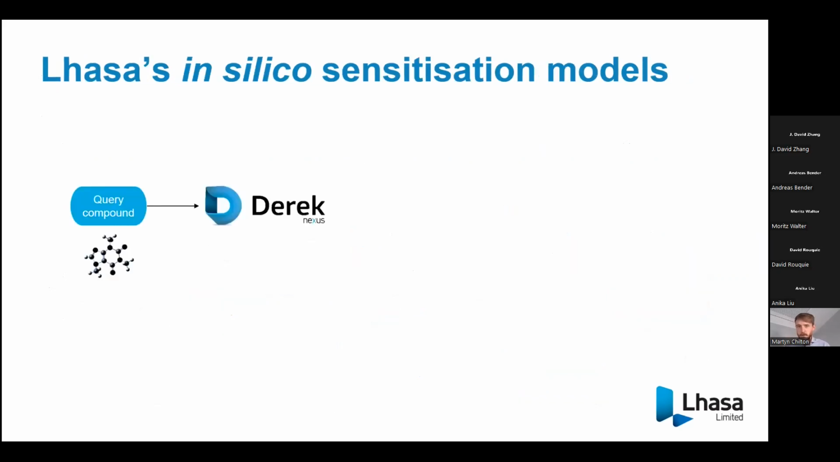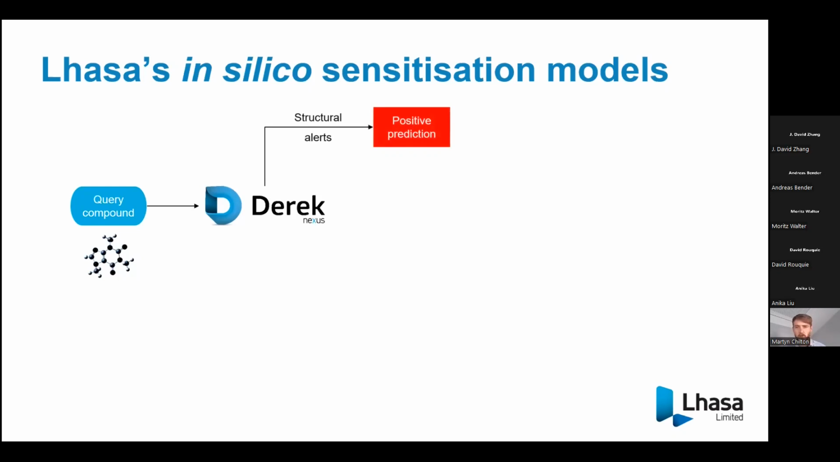I'm actually not going to be talking about the assays themselves. I'm going to be talking about some in silico models for predicting skin sensitization, in particular the models that we produce at Lhasa. So Derek is the name of the piece of software. You've heard it mentioned already actually in Moritz's talk earlier. He was talking about the alerts for mutagenicity. I'm going to be focusing on the same idea, the same methodology, the structural alerts we have for skin sensitization.